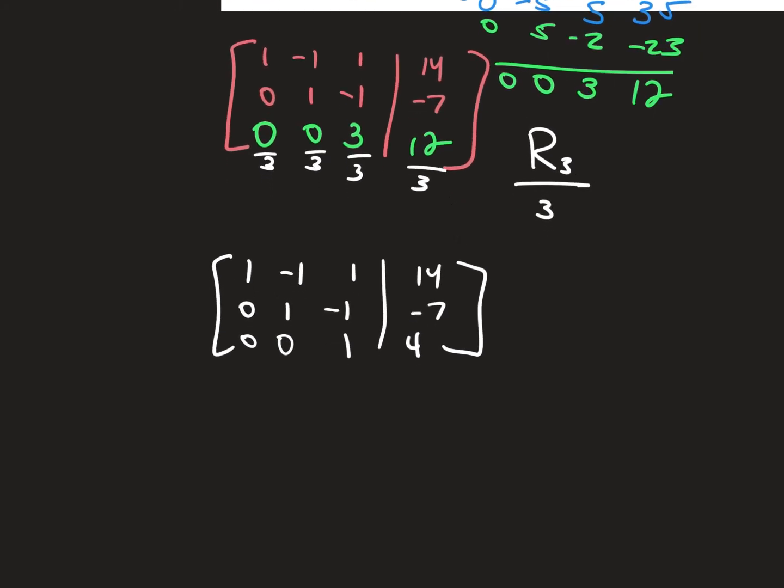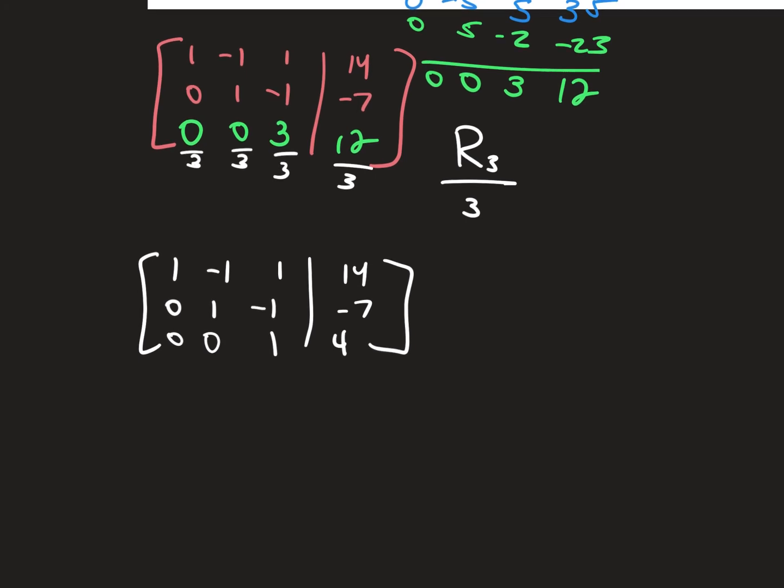So now you guys are like, why did we do this? Right? Write your system of equations from what I have left over. What's my first row say? X minus y plus z equals 14. What's my second row say? Y minus z equals negative 7. And what does the third row say?